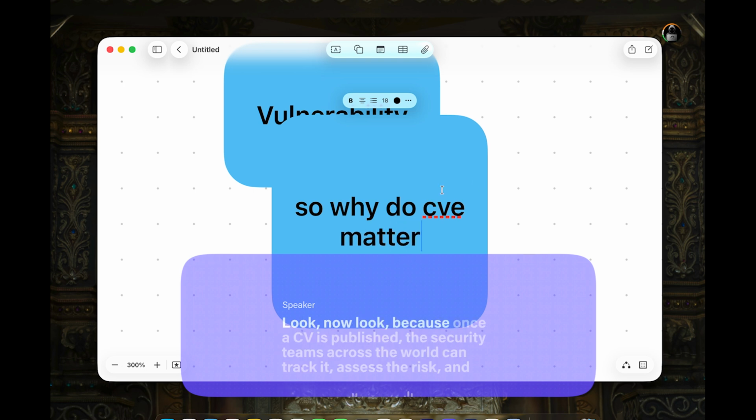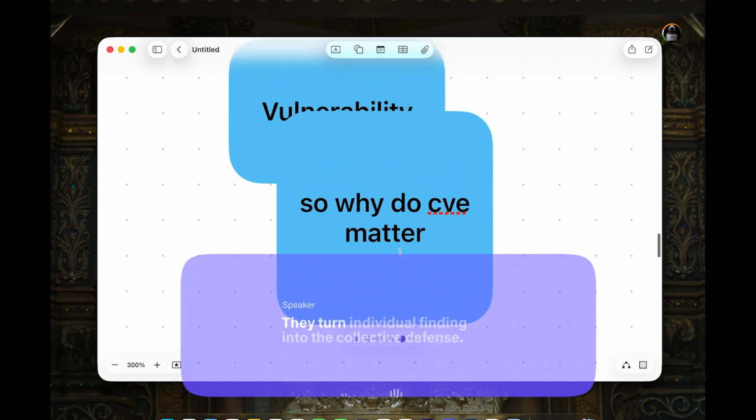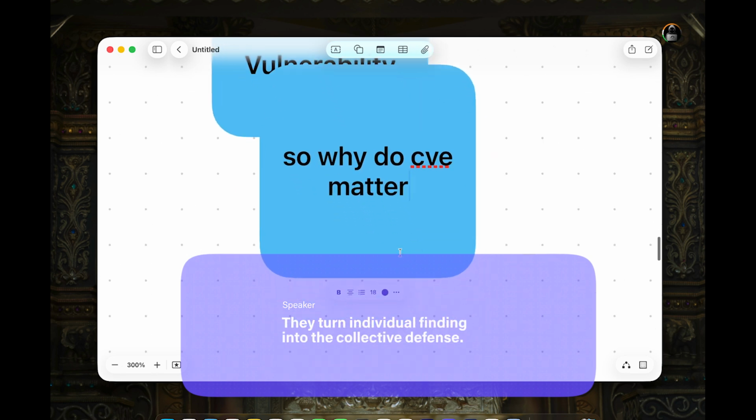So let me tell you why CVEs matter. Once a CVE is published, security teams across the world can track it, assess the risk, and make sure it is fixed. A CVE helps organizations prioritize their security and, of course, prevent the same mistake from happening again in their systems. They turn individual findings into collective defense.